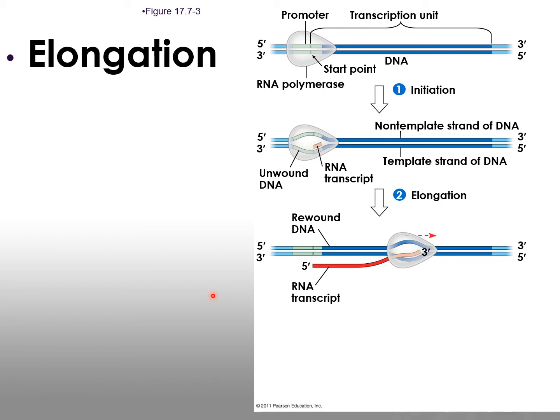RNA polymerase works in the 5' to 3' direction. So it synthesizes RNA in the 5' to 3' direction. So you can see RNA here, we've got the template strand. The RNA is starting at the 5' end and then moving towards the 3' end. And you can see that synthesizing here.